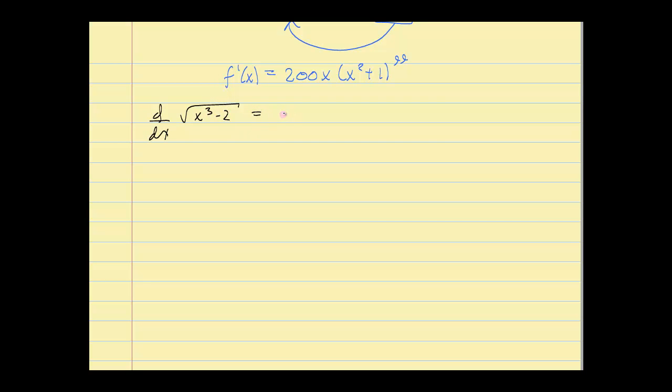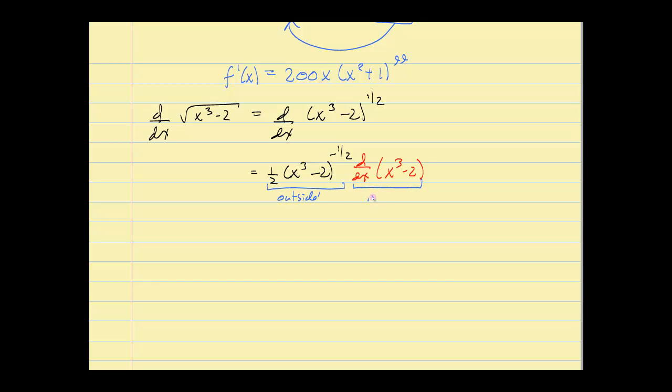Well, first of all, we want to rewrite this in exponential form, so this would be (x cubed minus 2) to the 1/2. Now I can see I have an outside component and I have an inside component. So for the chain rule, the derivative of the outside, I'd bring the 1/2 down, decrease the exponent by 1, and then we multiply it by the derivative within. The derivative within would be the derivative of x cubed minus 2. So this piece right here is the derivative of the outside. So this is outside prime. This piece will be my inside prime as soon as I actually take that derivative.